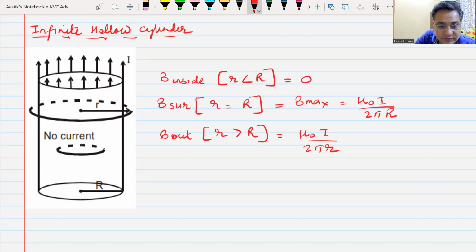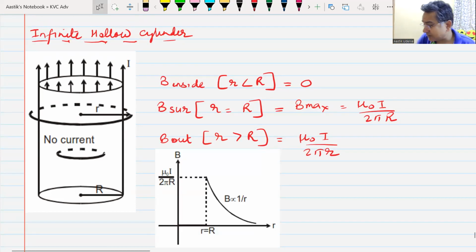Does this remind you of something that we have already done? Yes, sir. This is the graph, and again this graph has come. We have done something similar like this. Electric field due to what? Due to a hollow sphere or conducting sphere, similar formulae, similar graph. Do you understand this, or is this going above our head?